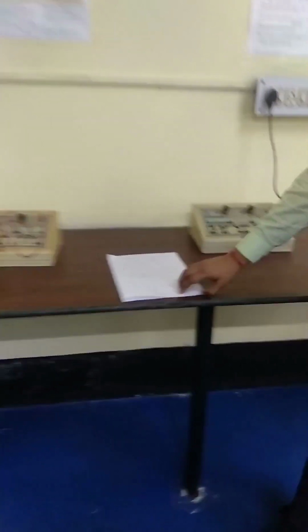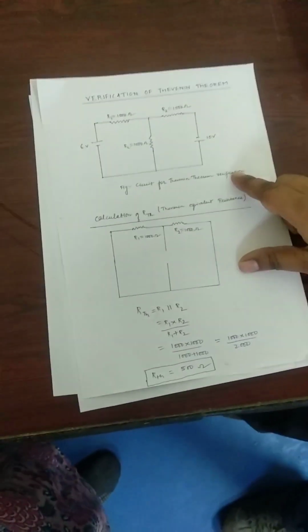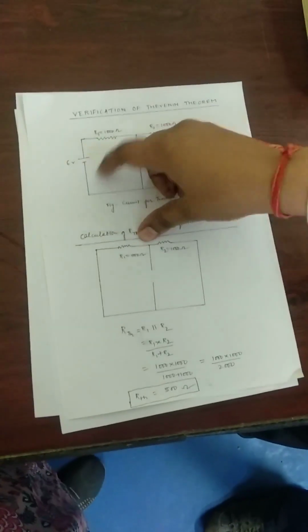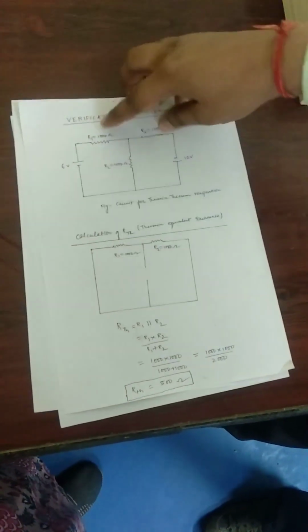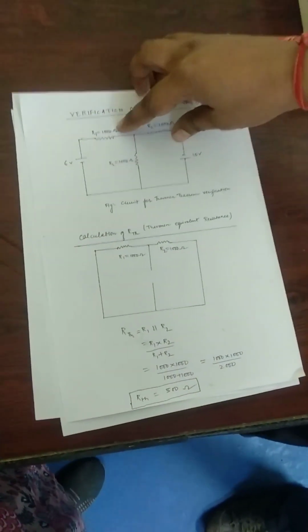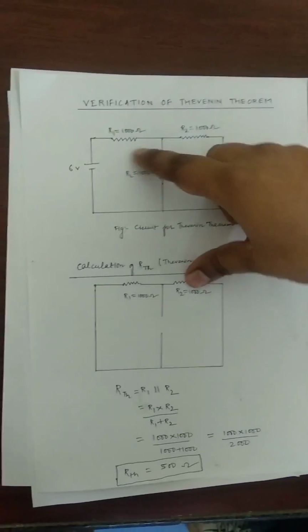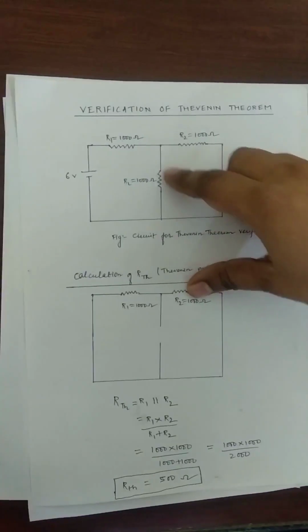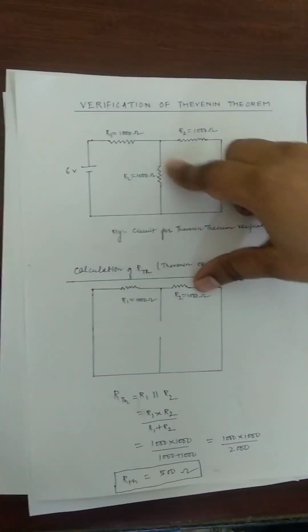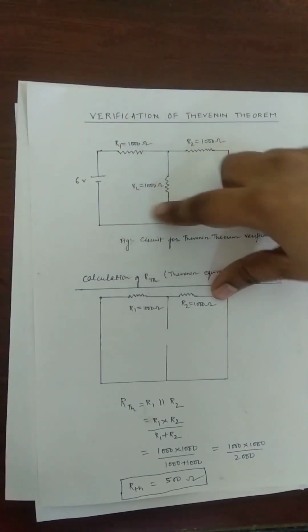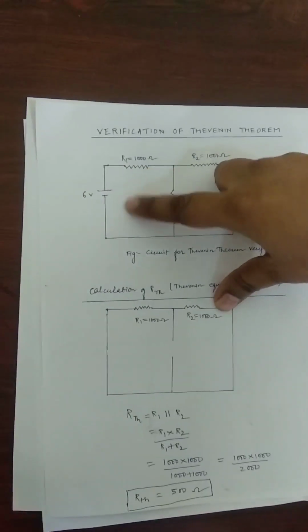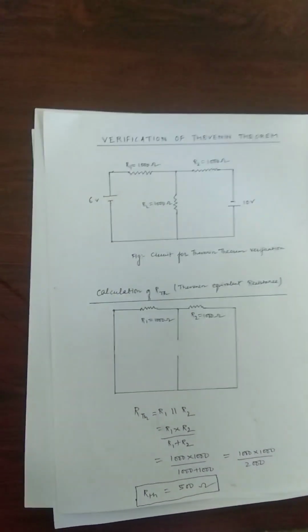To perform the verification of Thevenin theorem. In Thevenin theorem, we have taken the circuit for this verification. We have taken a 6-volt supply, one resistance of 1000 ohm, another resistance of 1000 ohm, and we have to calculate the Thevenin voltage or RTH across this resistance. This is the load resistance. We have to calculate the IL through this resistance.